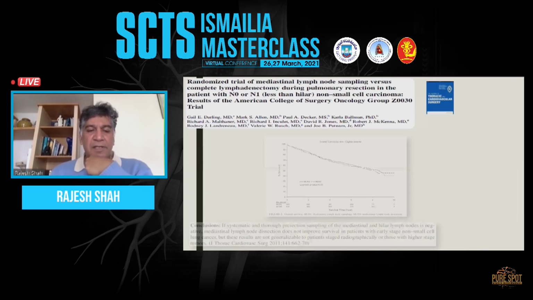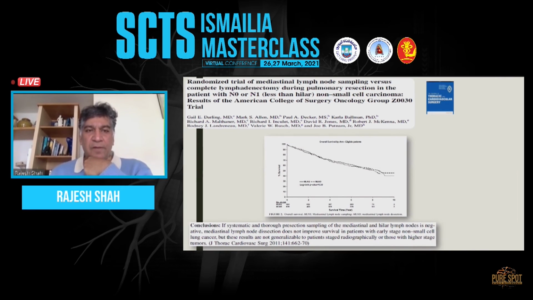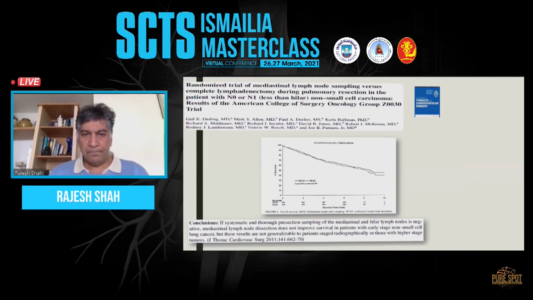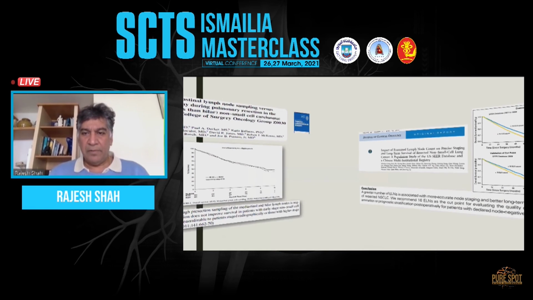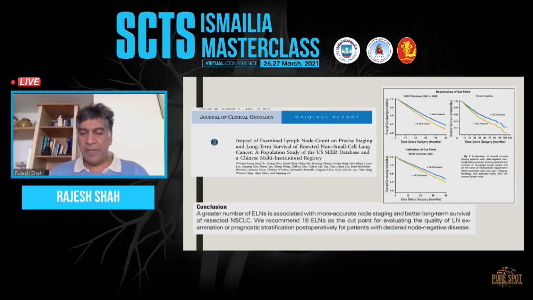This is a randomized study looking at the impact of systematic lymph node dissection on survival. If patients are staged appropriately and thoroughly prior to consideration of resection, then the view is mediastinal lymph node dissection does not impact on survival. This is a paper showing the more the lymph nodes are sampled, the better the survival. It is basically related to lymph node stratification into appropriate stages, thereby influencing survival.